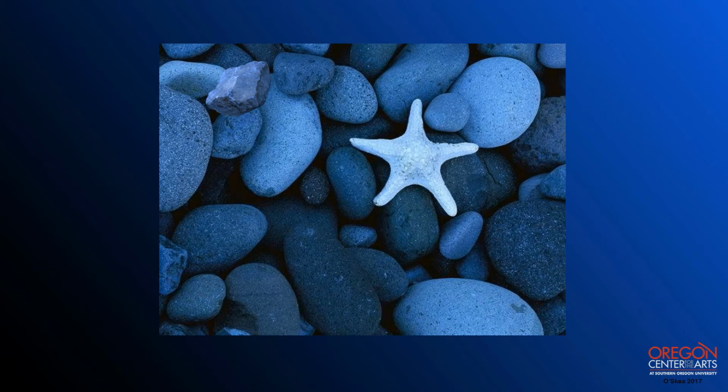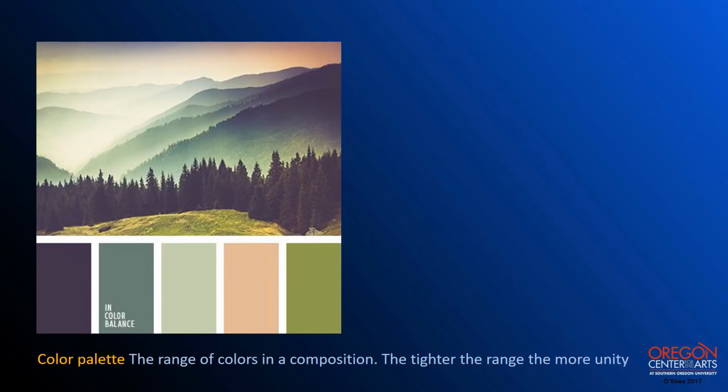It's still kind of the odd one out, right? Because it's a different kind of rock than any of the other rocks in the composition. But boy, it's a lot less distracting than either the cigarette butt or the rock before we positioned it a little better, and most importantly, changed its color. So that leads us to color palette, the range of colors in a composition, and the tighter the range, the more unity. Now that doesn't mean that you can't have colorful images.